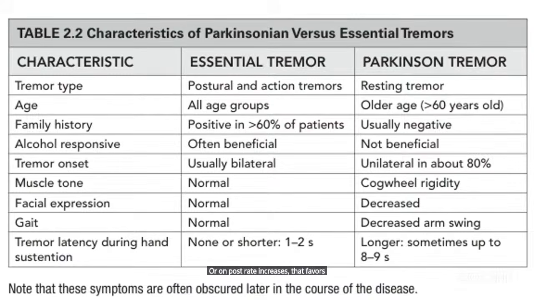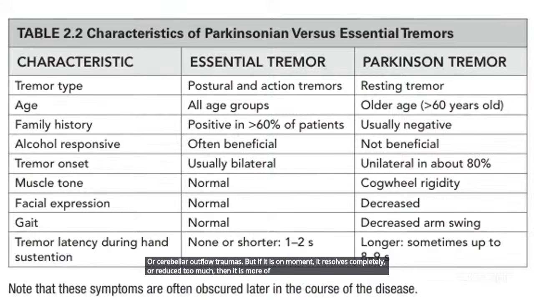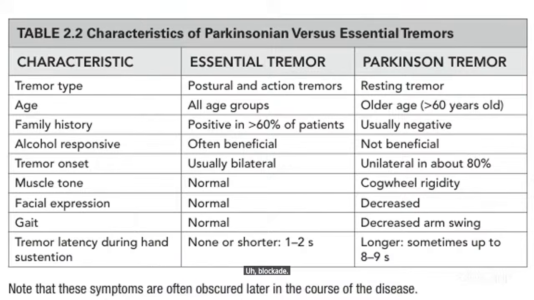So if you have a rest tremor which increases on movement or on posture, that favors more of ET or cerebellar outflow tremors. But if on movement it resolves completely or reduces too much, then it is more of a dopamine insufficiency or dopamine blockade.